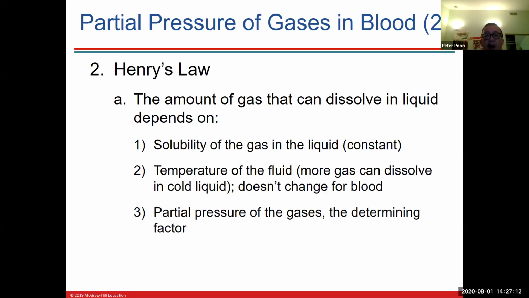Henry's law: the amount of gas that can dissolve in liquid is determined by the solubility of the gas in the liquid, which is a constant, the temperature of the liquid, and the partial pressure of the gases.